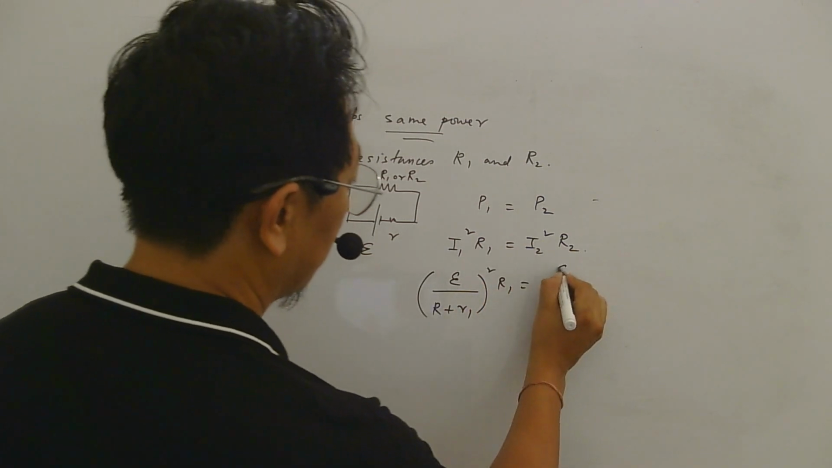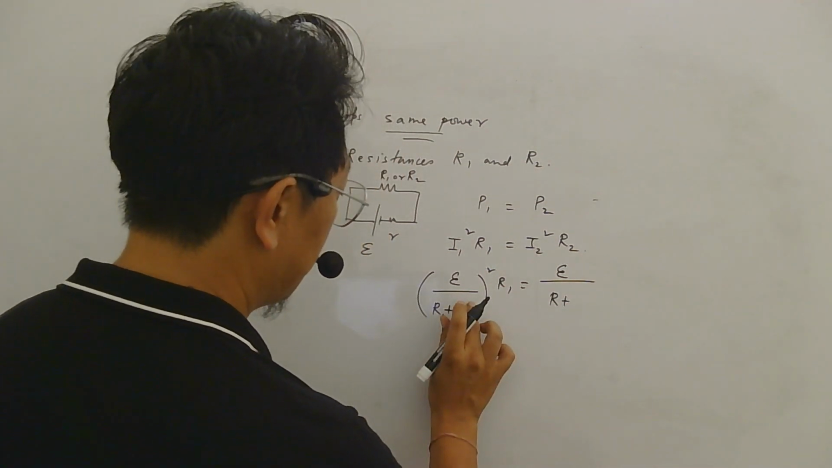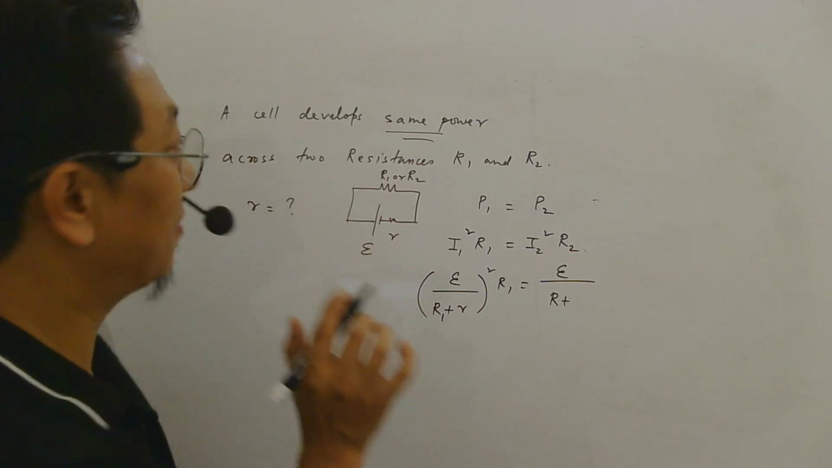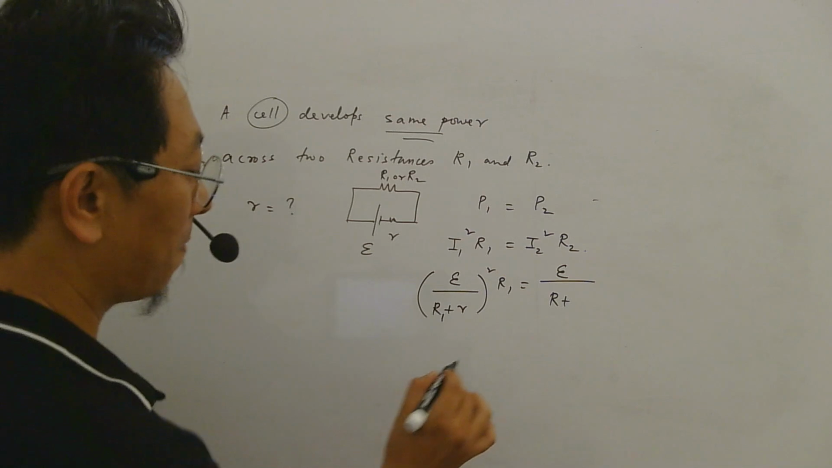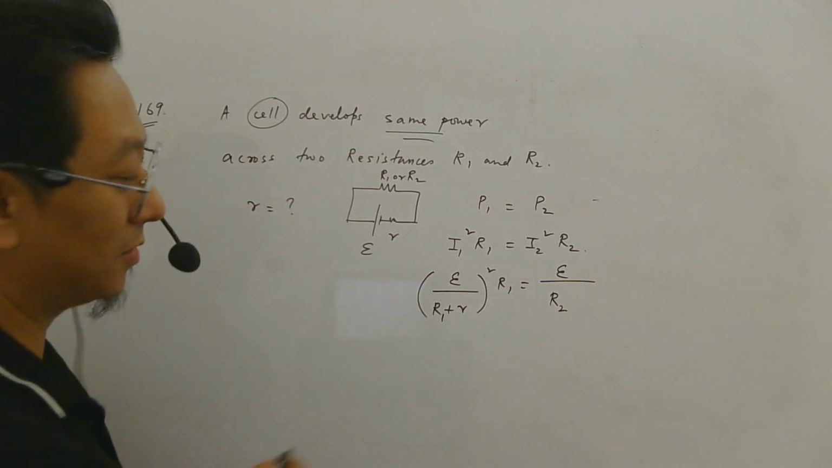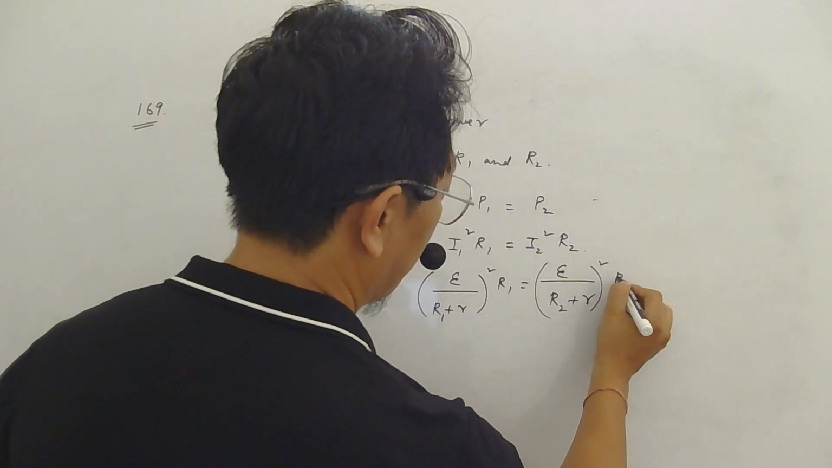And what will be I2? EMF by total resistance. Sorry, external is different, internal is same only, right? Because the cell is same. If cell is same, internal resistance and EMF will be same. Only here we are changing external resistance. So internal resistance will be same, square into R2.